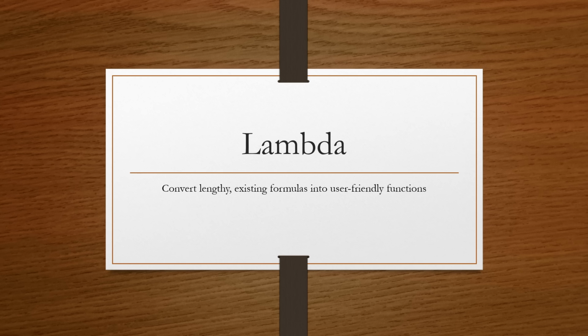Basically, we take an existing complex formula that we are using in Excel, wrap it up in a LAMBDA, and give it a name, whatever name we like. Then instead of typing in the long complex formula, we can simply recall the formula using the name we have given. So that's what LAMBDA means. It converts lengthy existing formulas into a user-friendly function.